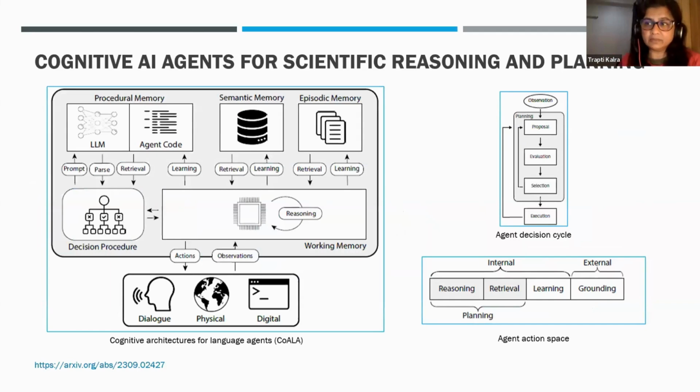So if you know a bit about cognitive science, you would know that there are different types of memory that we as humans have in our own brains. And the idea is, can we design an architecture where we can also have different kinds of memory modules empowering this particular agent?